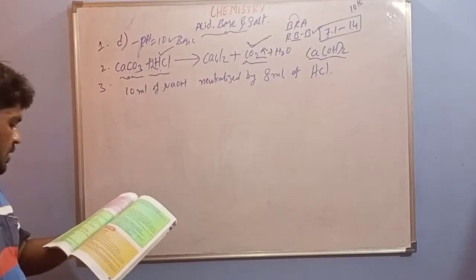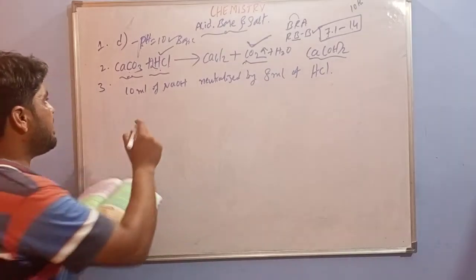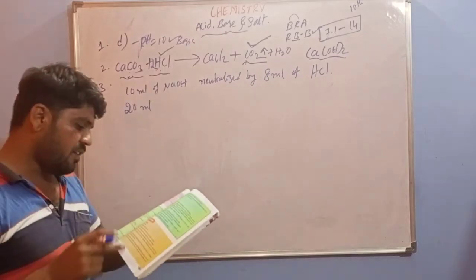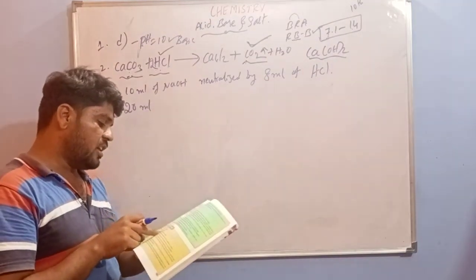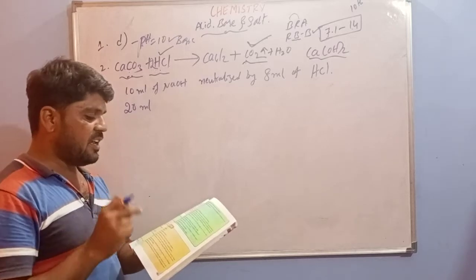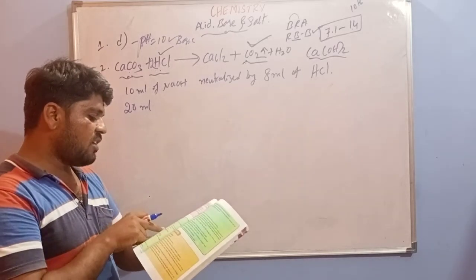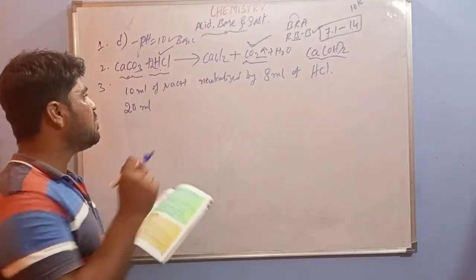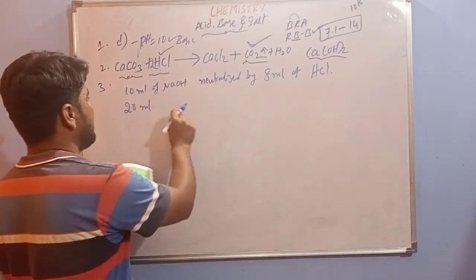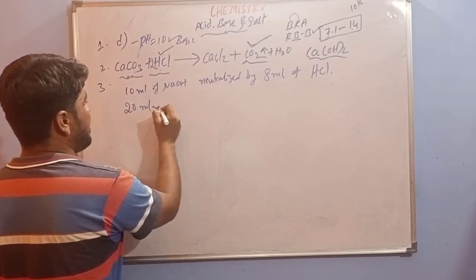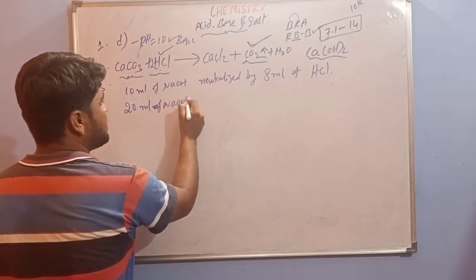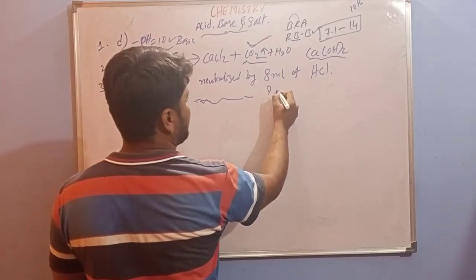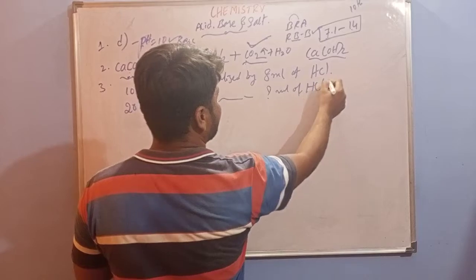So if we take 20 ml of the same NaOH solution in place of 10 ml, the amount of HCl required to neutralize it will be how many ml? How many ml are taken to neutralize this 20 ml of NaOH? Neutralized by how many ml? This is the question mark. How many ml of HCl?